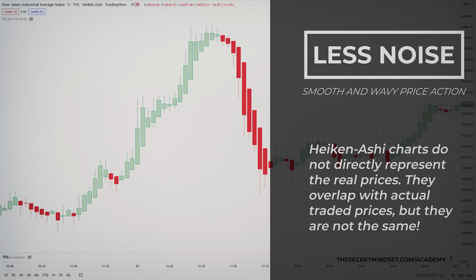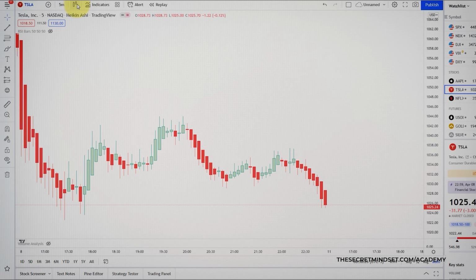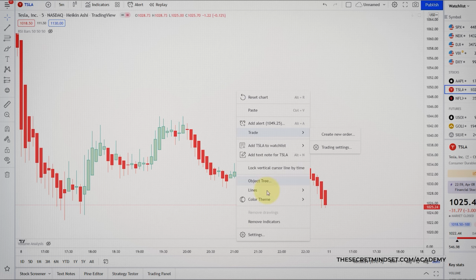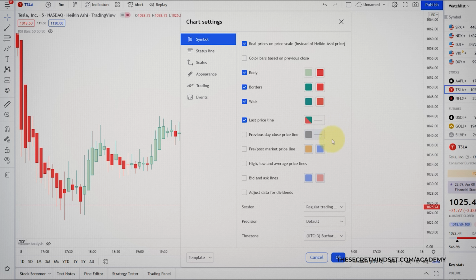Now, despite being plotted as candlesticks, Heikin Ashi charts don't directly represent the real prices. They overlap with the actual traded prices, but they are not the same. Just be aware of this when you backtest Heikin Ashi. Make sure you have these tabs checked in TradingView: the last price line, and the real prices on price scale.